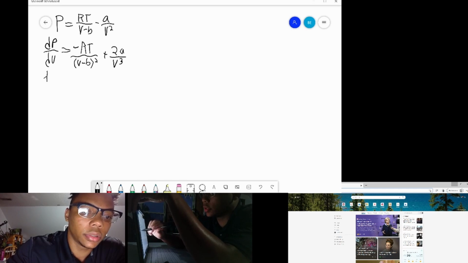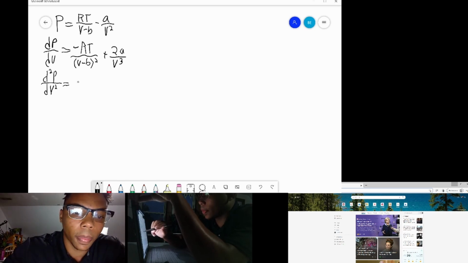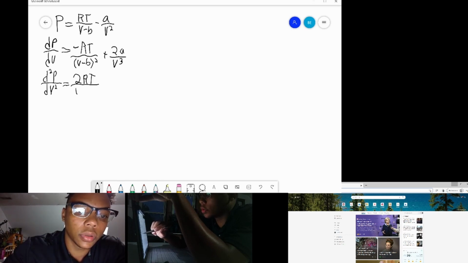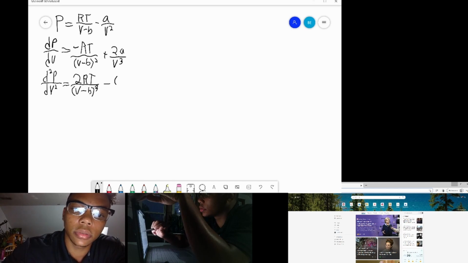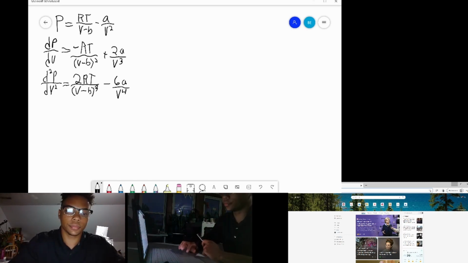So we have d2P over dV squared is going to equal 2RT over V minus B cubed, minus 3 times 2 equals 6, 6A over our volume to the 4th.